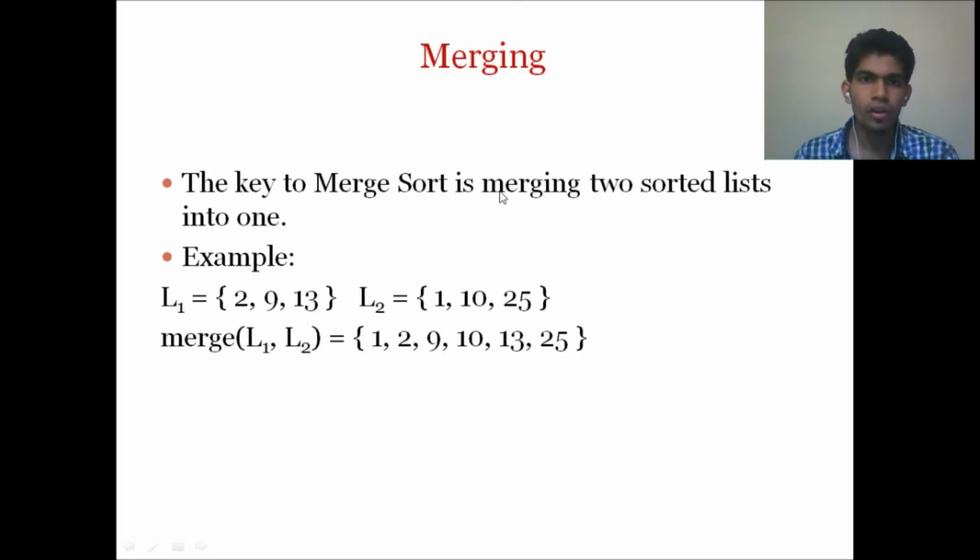The main thing we're going to do here is merge two sorted arrays to get another sorted array. The key to merge sort is merging two sorted lists into one. For example, if we have two sorted arrays like L1 and L2 mentioned here, L1 is a sorted array and L2 is another sorted array. If we merge them using a special logic, then we get a big sorted array.